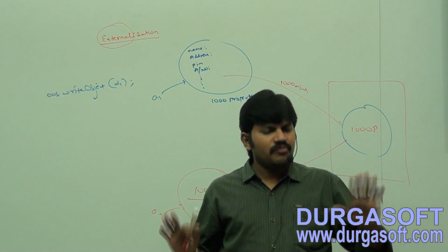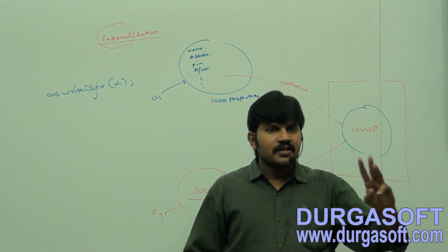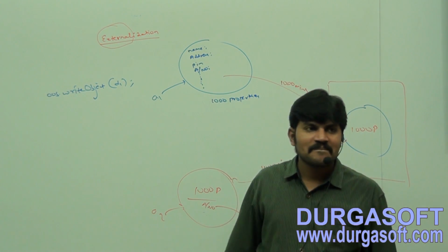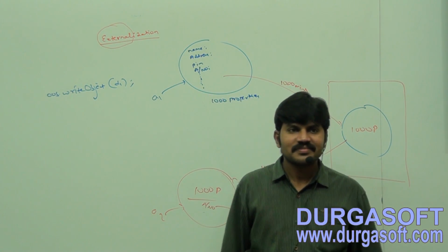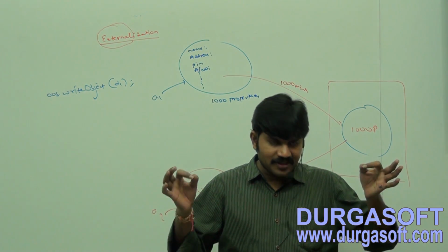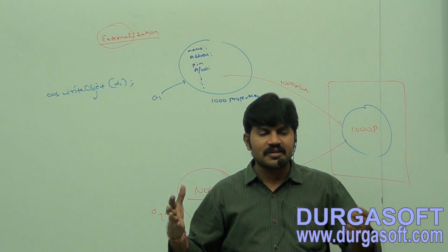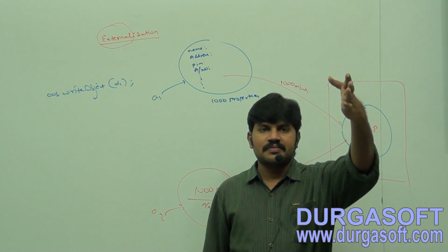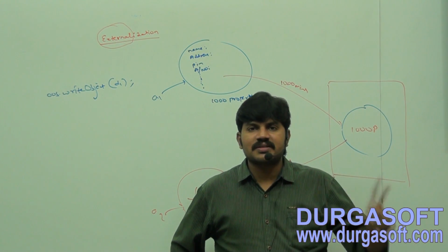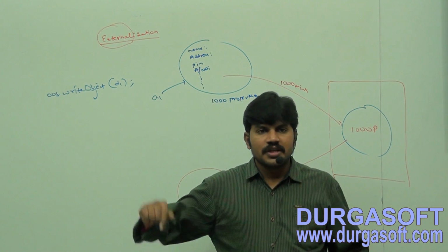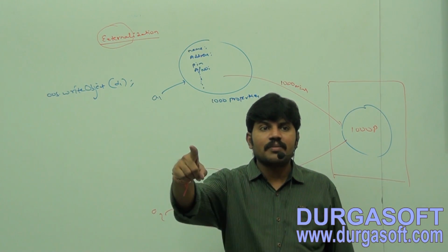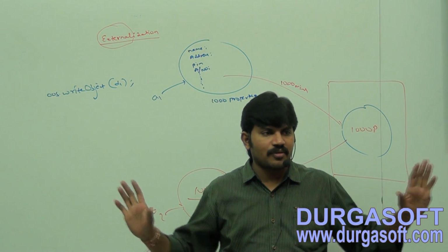Are you able to understand? Sir, with this total knowledge, can you tell any 3 differences between serialization and externalization? First thing, in serialization, everything is taken care of by the JVM. The programmer doesn't have any control. In externalization, everything is taken care of by the programmer. JVM doesn't have any control.